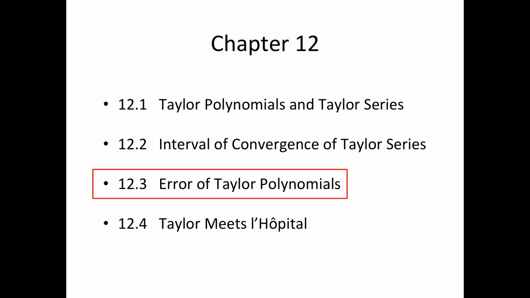Now in this section, we will investigate ways to bound the inevitable error that results when a Taylor polynomial is used to approximate the value of a function that it models. And we will explore two different ways to bound that error. The first method, which will be the focus of lesson 12.3.1, can be applied to alternating Taylor polynomials only, while the second method, Lagrange error bound, will be the focus of lesson 12.3.2 and can be applied to all Taylor polynomials.